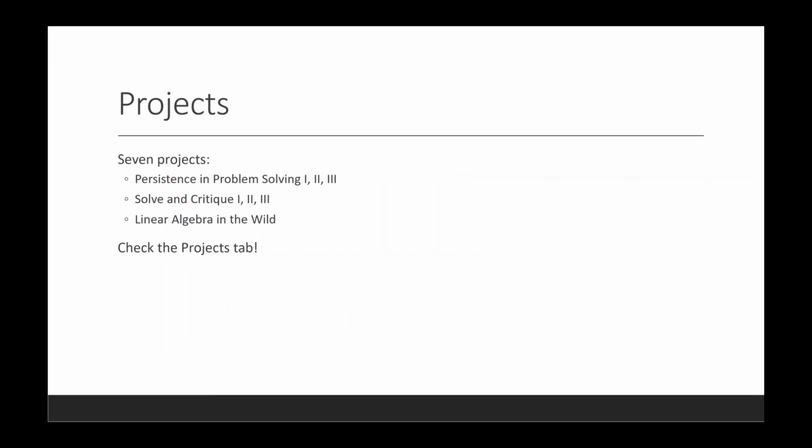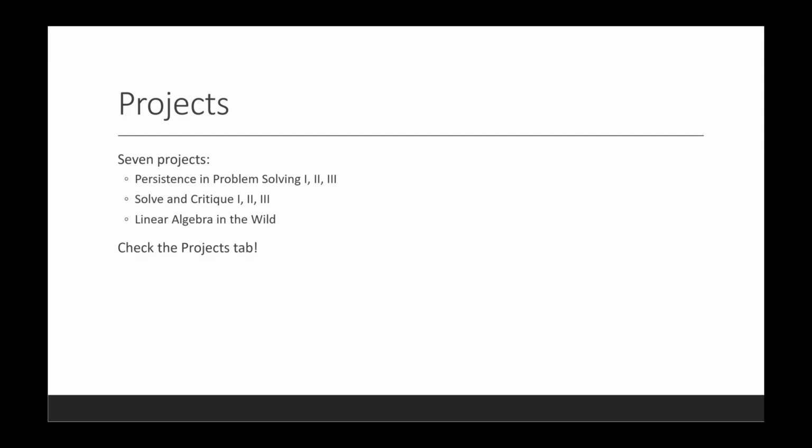This course has 7 projects, one due at the end of each week. The projects listed here are persistence and problem solving 1, 2, and 3, solve and critique 1, 2, and 3, and linear algebra in the wild. The projects are meant to help you reflect upon how you and others think about math, to find tools to help you better work through math problems, and to help you better communicate math. Persistence and problem solving 1, 2, and 3, and linear algebra in the wild are reflections. Solve and critique, on the other hand, is a peer assessment activity.